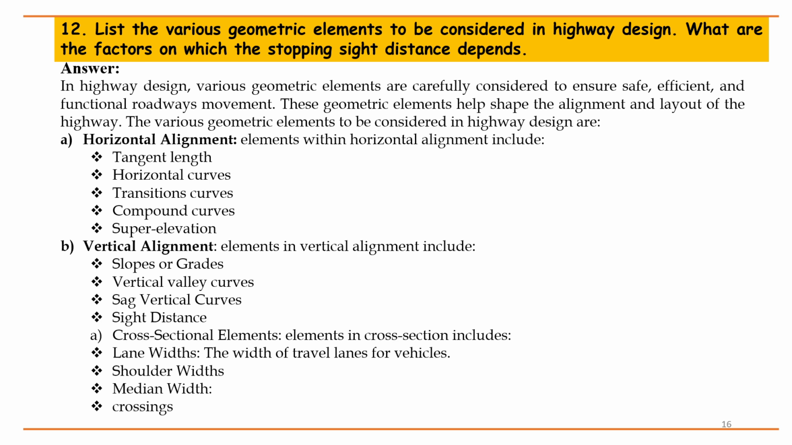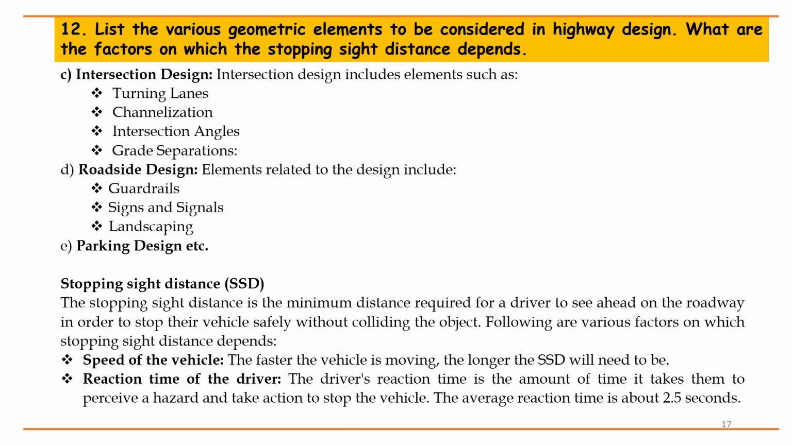Elements within horizontal alignment include tangent length, horizontal curves, transition curves, compound curves, superelevation. B. Vertical alignment. Elements in vertical alignment include slopes or grades, vertical valley curves, sag vertical curves, sight distance. Cross-sectional elements. Elements in cross-section include lane widths, the width of travel lanes for vehicles, shoulder widths, median width, crossings. C. Intersection design. Intersection design includes elements such as turning lanes, channelization, intersection angles, grade separations. D. Roadside design. Elements related to roadside design include guardrail, signs and signals, landscaping, parking design, etc.